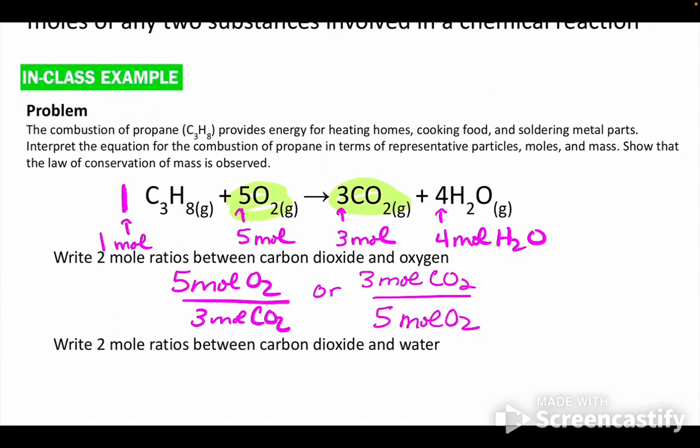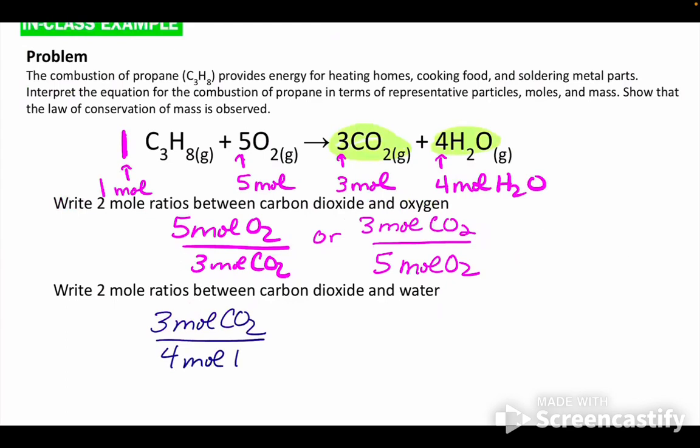Another example is looking at carbon dioxide compared to water. So our mole ratio is going to be 3 moles of CO2 for every 4 moles of water, or I can reverse it.